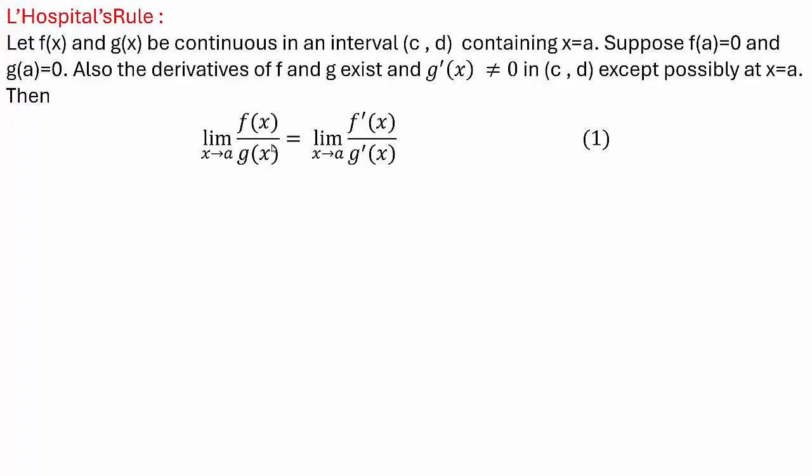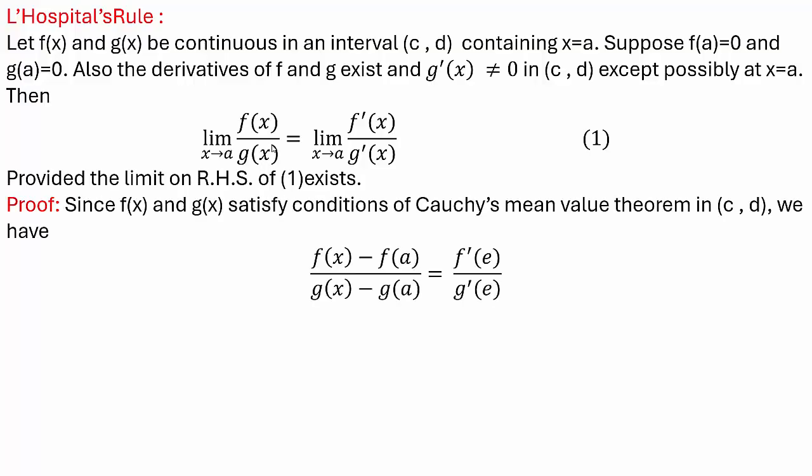We shall revise L'Hospital rule. Let f(x) and g(x) be continuous in an interval (c, d) containing x equal to a. Suppose f(a) equal to 0 and g(a) equal to 0. Also, the derivatives of f and g exist and g'(x) is non-zero in the interval (c, d) except possibly at x equal to a. Then, limit x tends to a of f(x) by g(x) equal to limit x tends to a of f'(x) by g'(x). This is the L'Hospital rule, provided the limit on the RHS of this equation 1 exists.